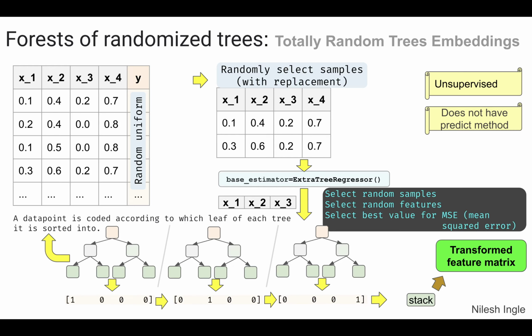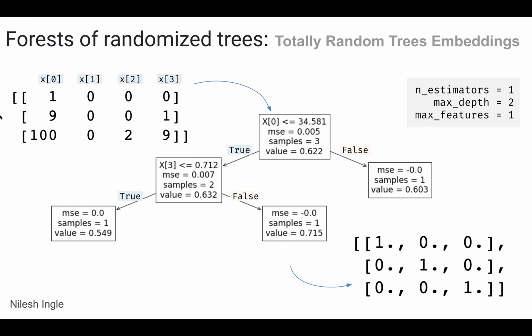Well, let's look at an example. Here we have this particular data set. Let's say we have 4 features, 1, 2, 3, 4, column wise, and then we have these 3 samples, which are the rows. Now, the tree that is created looks like this.